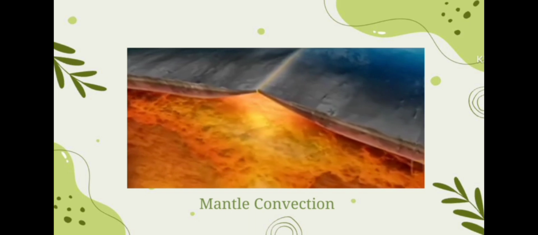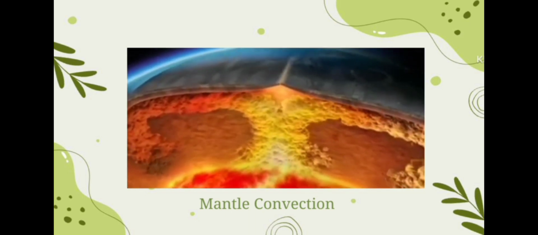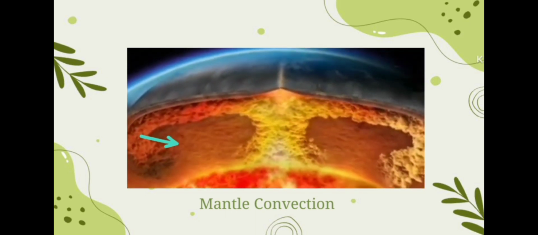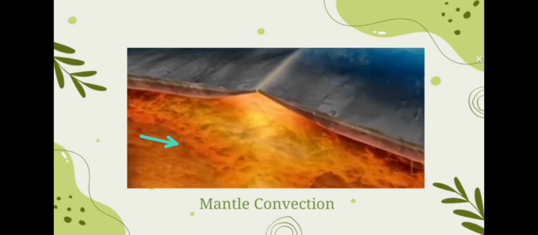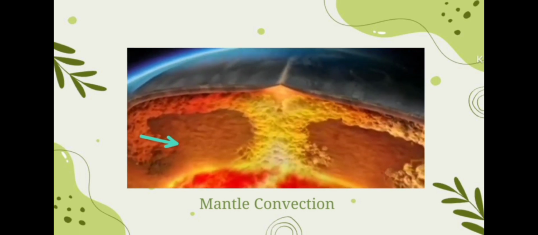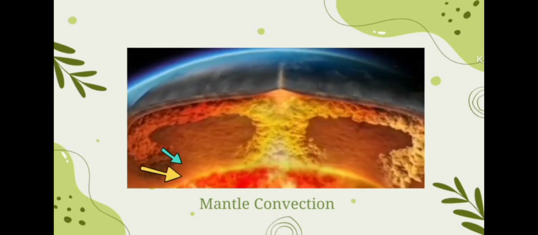Scientists hypothesize that convection also happens in the Earth's mantle. The mantle is mostly solid rock, but it can flow slowly over long periods of time due to the heat of the outer core.